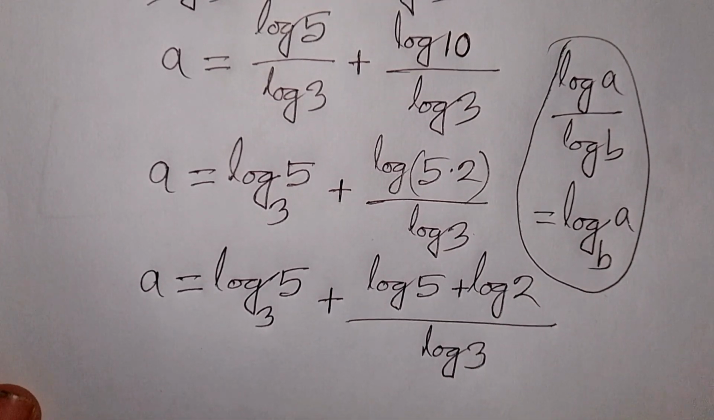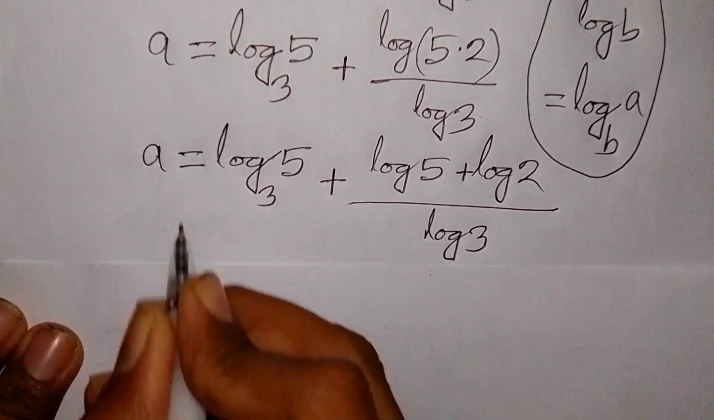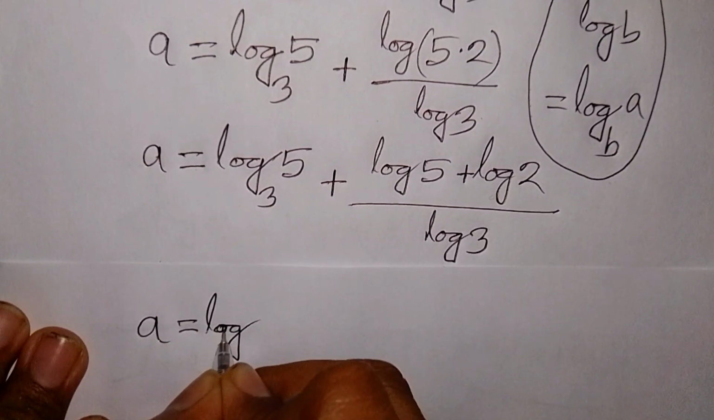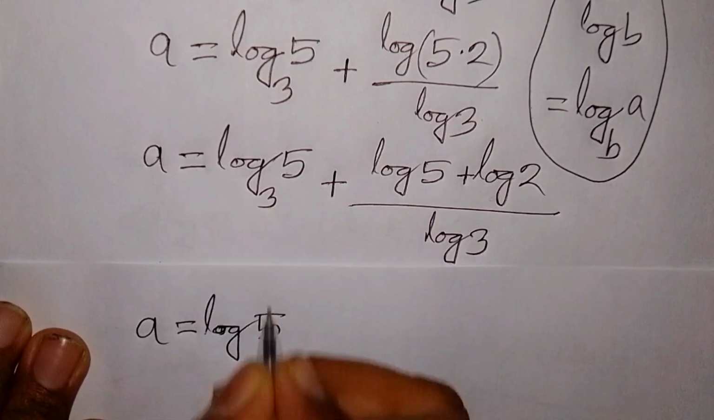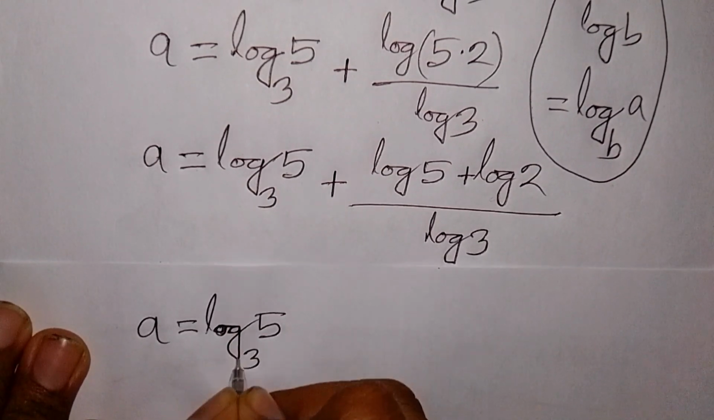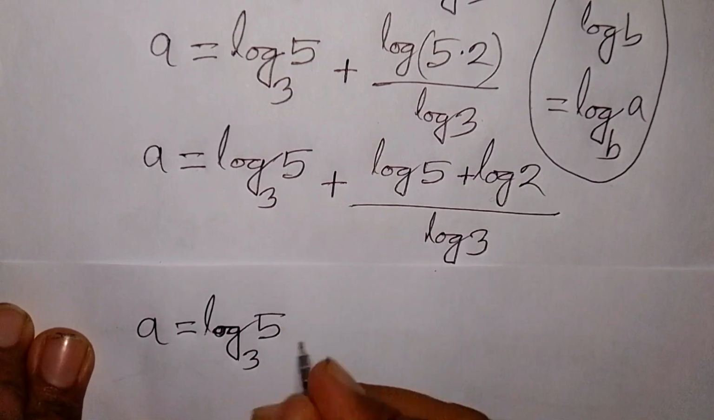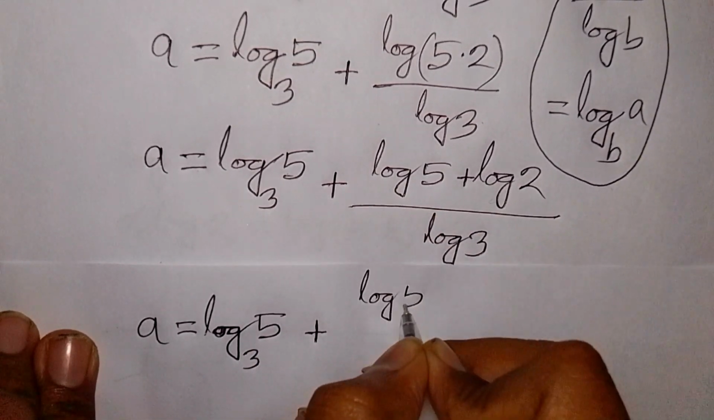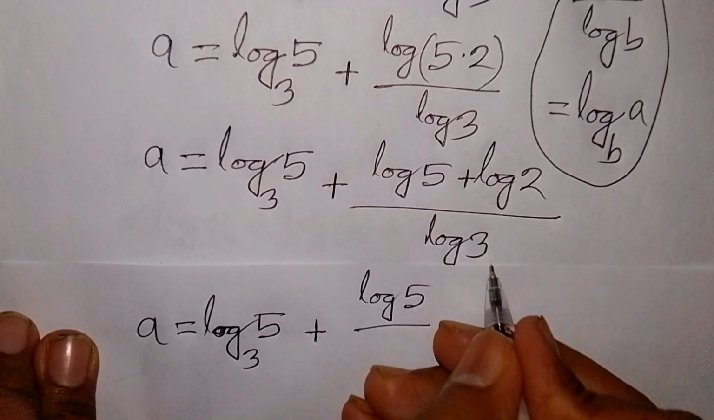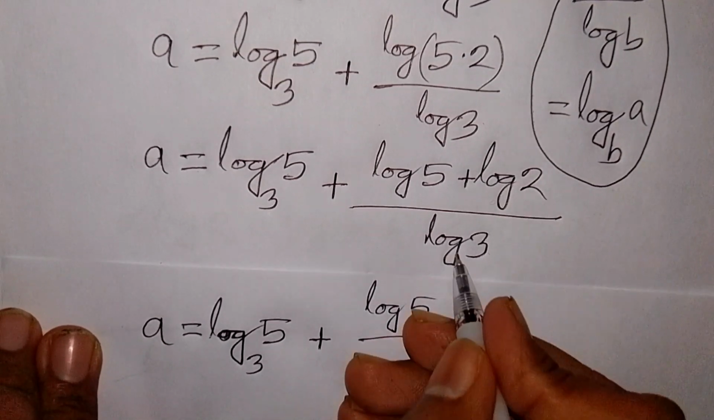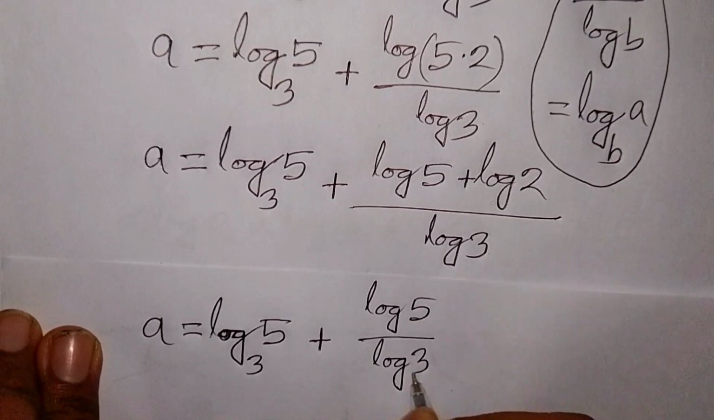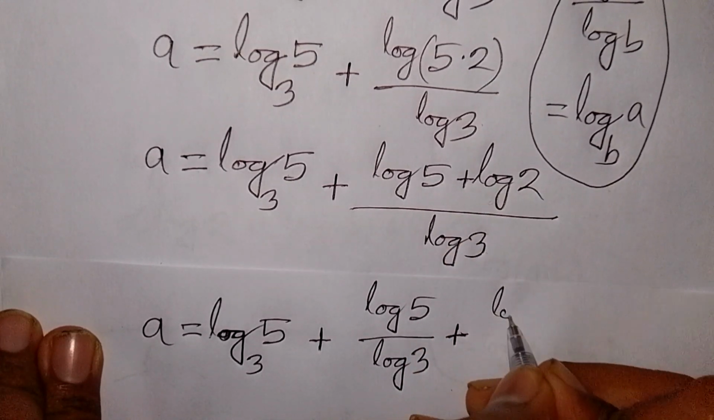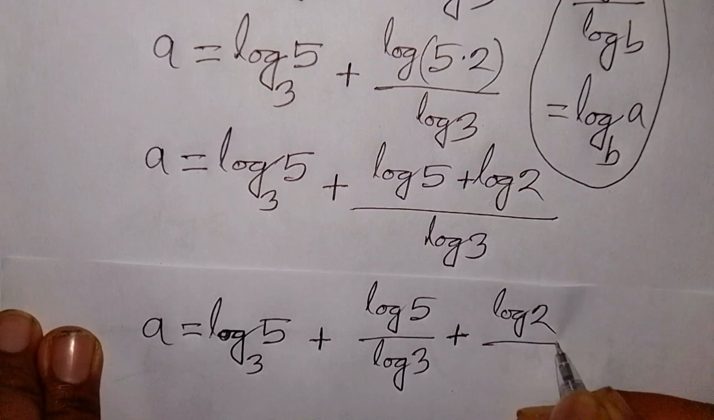Now we have a is equal to log 5 base 3, then plus log 5 over log 3, then here plus log 2 over log 3.